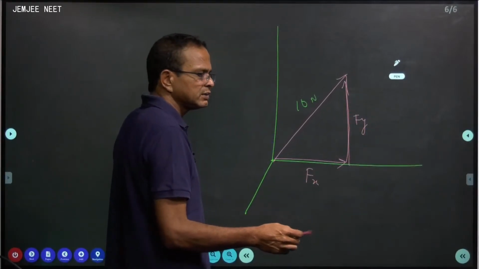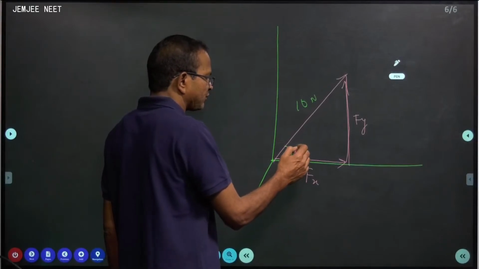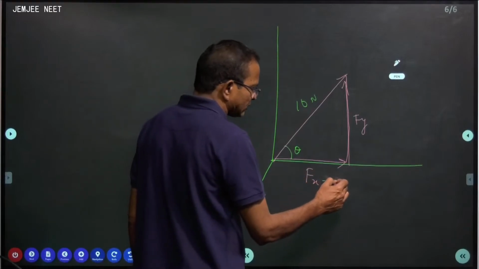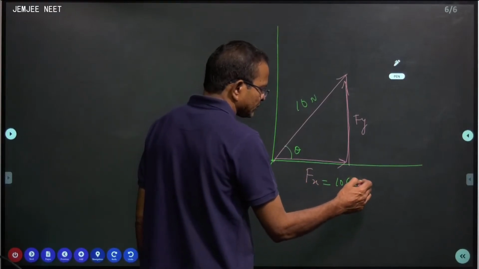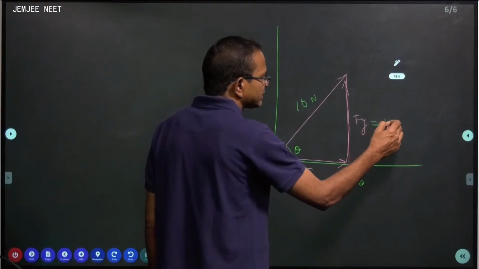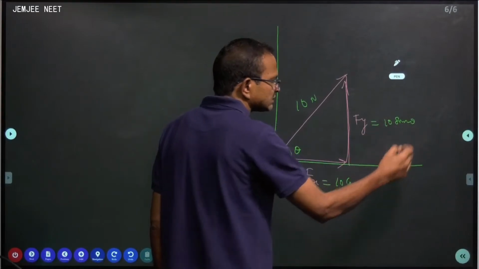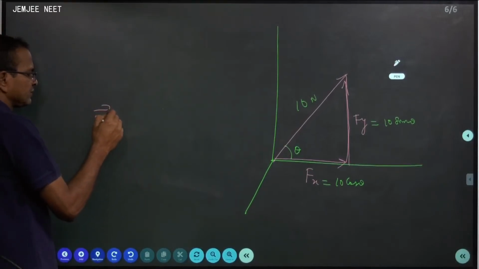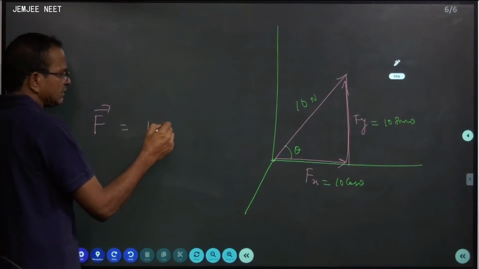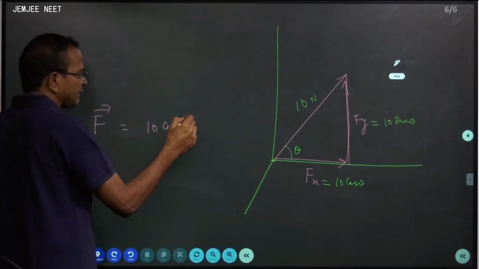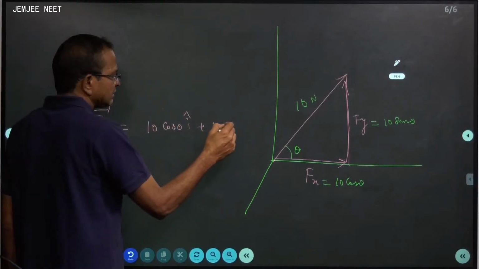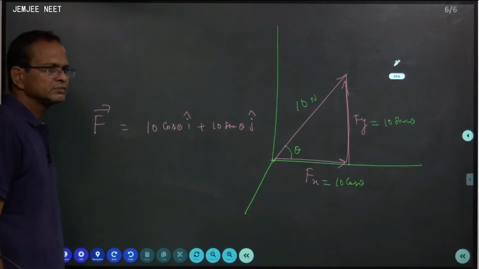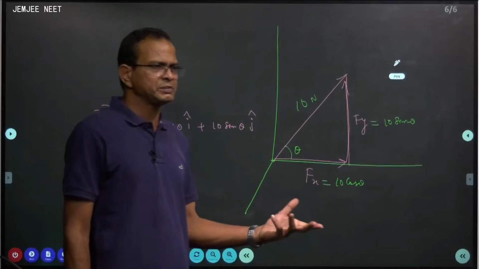How do you do that? You are very familiar with that. You have been doing it for a long time. If it is theta, then automatically fx equal to 10 cos theta. This is opposite side, therefore it becomes 10 sin theta. So simple it is. Now one can represent f vector as 10 cos theta i cap plus 10 sin theta j cap. So simple it is.